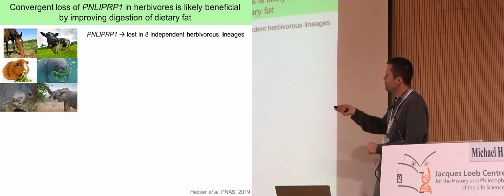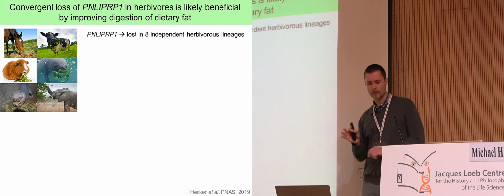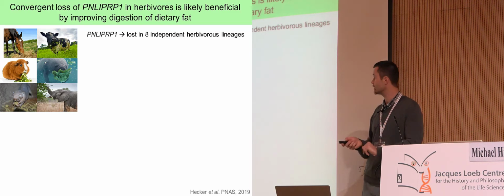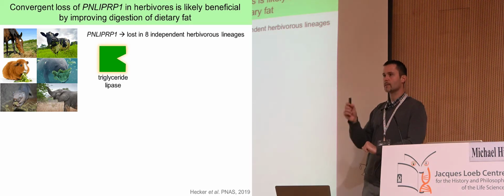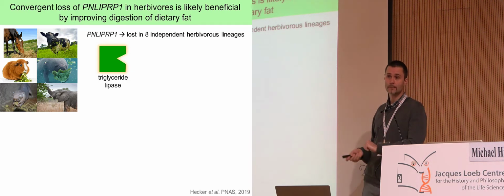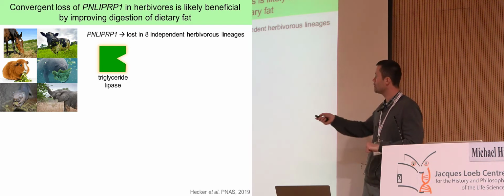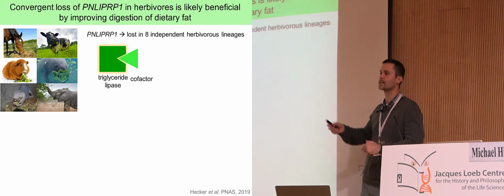The other gene I'd like to talk about is called PNLIP-RP1, and this is lost in 8 independent herbivorous lineages, such as those shown here. The function of this gene relates to the digestion of dietary fat, so triglycerides. To digest triglycerides, you need the pancreatic triglyceride lipase. And this enzyme is only active if it is bound to another protein which acts as a cofactor.